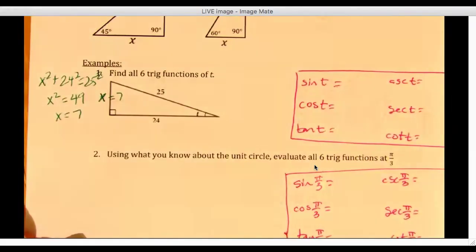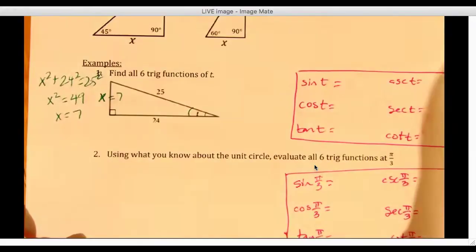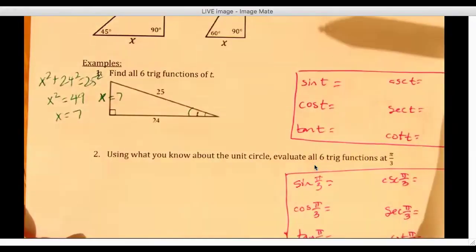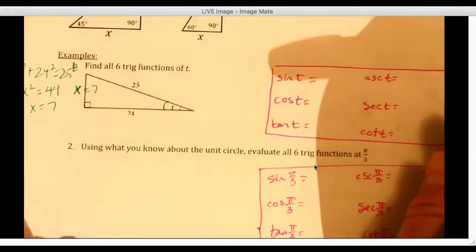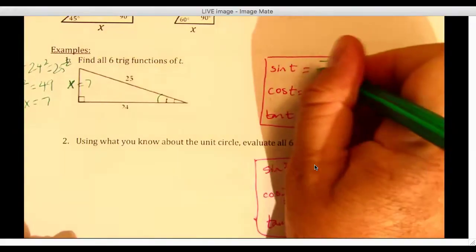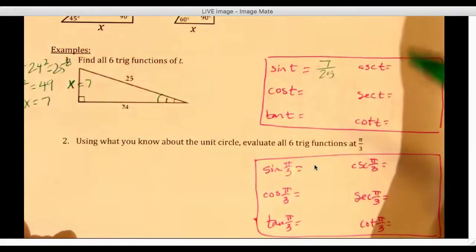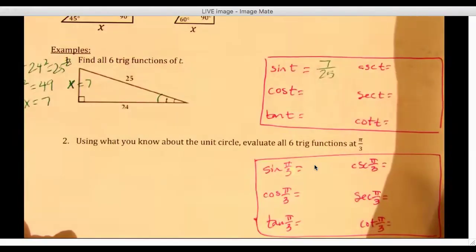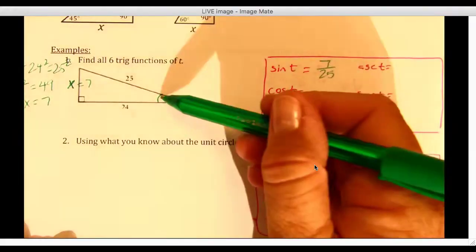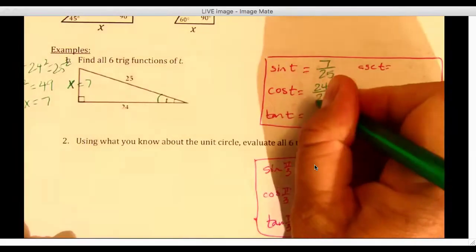So we know all of our side lengths now, and we're looking at this angle T here. And we want to find all 6 trig functions of that angle T. So remember that sine is opposite over hypotenuse, so that would be 7 over 25. And again, we're working with just a triangle here. We're not in one of the quadrants on the coordinate plane, so we don't have to worry about positive and negative signs here. Cosine, if we're looking at angle T here, is adjacent over hypotenuse, so 24 over 25.